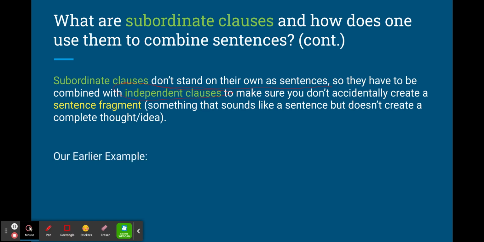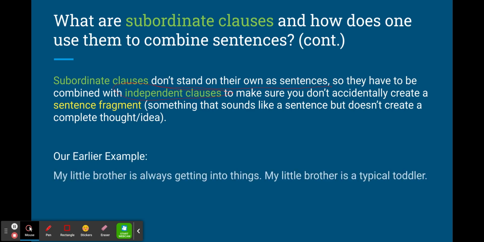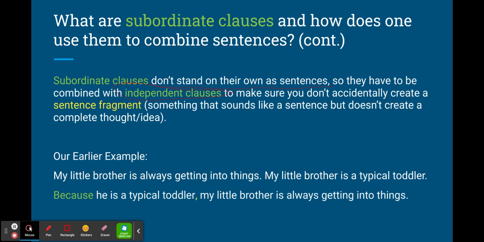So if we look at that earlier example, we have these two sentences. My little brother is always getting into things. My little brother is a typical toddler. And so we use that subordinating conjunction from that list earlier. So we're going to say, because he is a typical toddler, my little brother is always getting into things. And important to know here that if we put because, this is a dependent clause, subordinate clauses are dependent. Right? If it goes first, we need that comma there before our main independent clause.